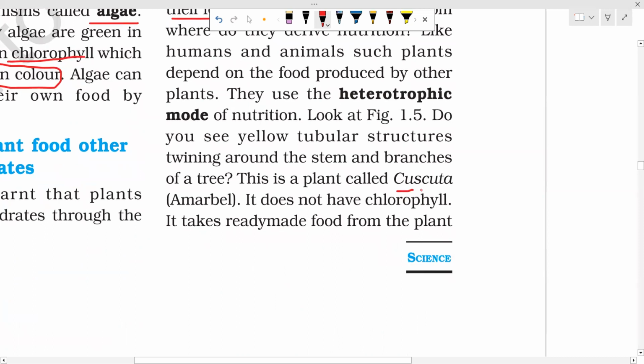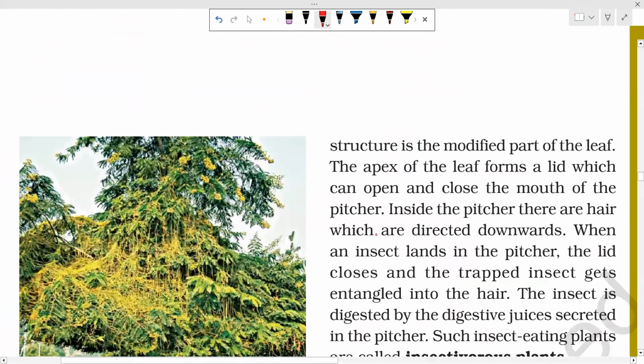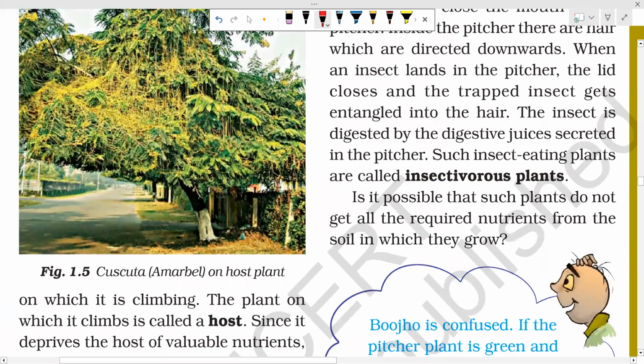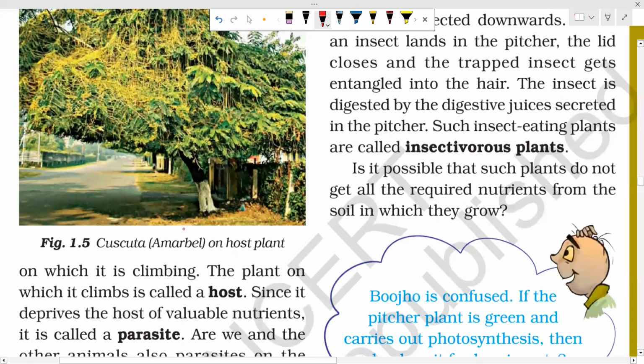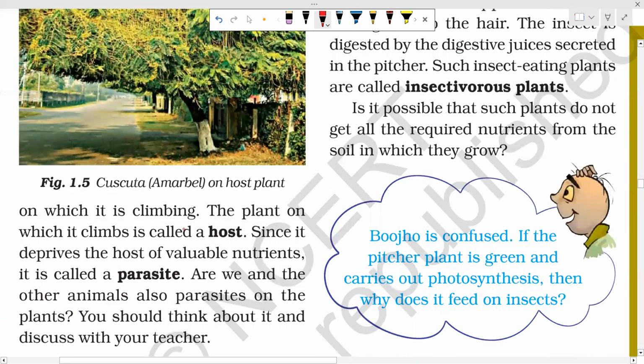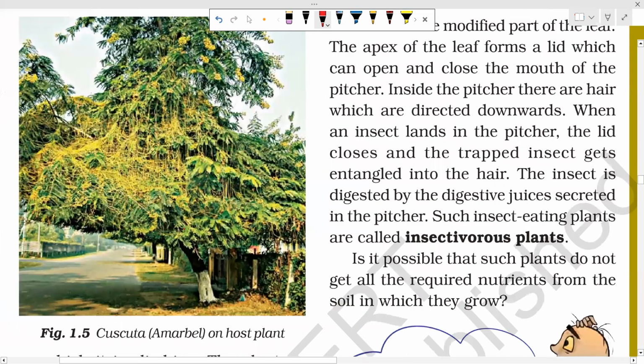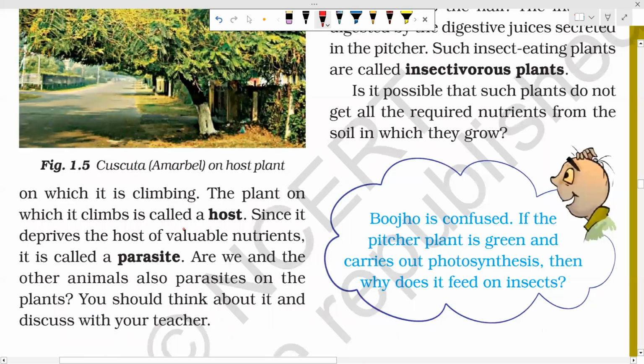Like cuscuta. Cuscuta is a plant that doesn't have chlorophyll, so it takes ready-made food. This yellow color is your cuscuta, and it is climbing on another plant and taking the food produced by that plant. This green plant is producing food and cuscuta is taking all its food. It is dependent on that plant for food.